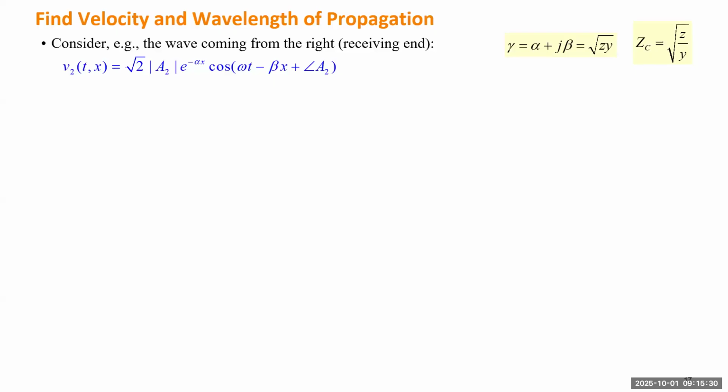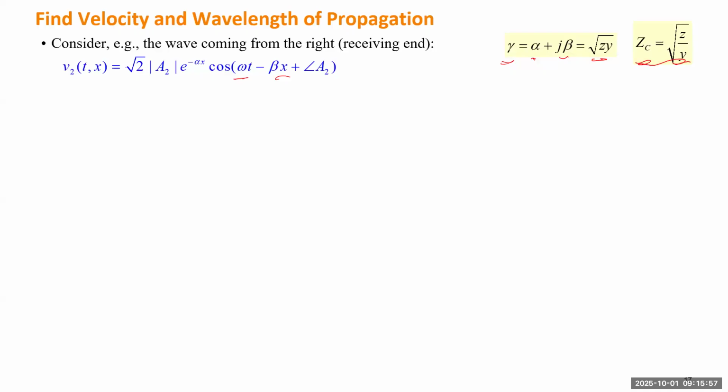For the blue wave, it's a function of both time and x, the distance to the receiving end. It involves some parameters, for instance alpha and beta. Alpha and beta are the real part and imaginary part of gamma. Gamma is defined to be the square root of the product of z and y. Z is the impedance per unit length. Y is the admittance per unit length.